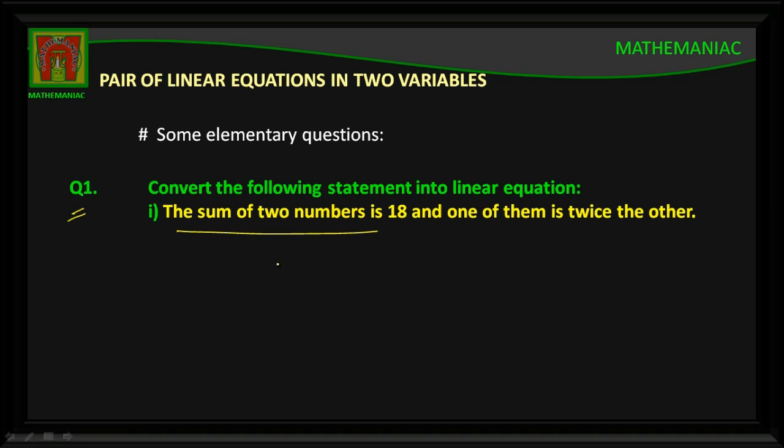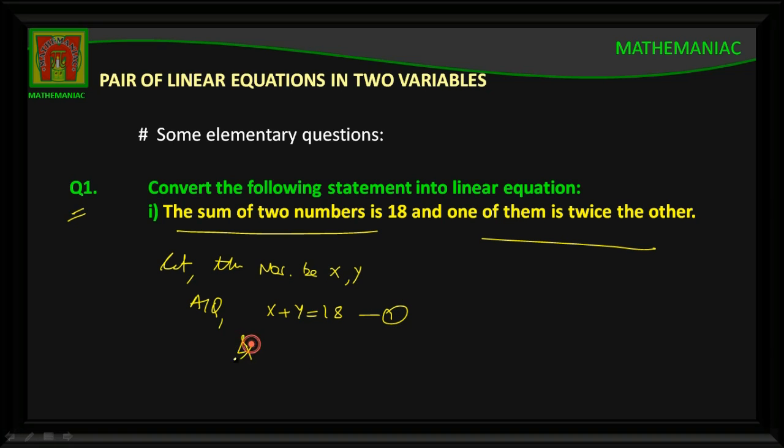The sum of two numbers is 18 and one of them is twice the other. You can construct a single equation for this, as you did in lower classes. Now as you're doing linear equations in two variables, you will construct two equations. So if I start formally, I should write: let the numbers be x and y. According to the question, the sum of the numbers is x plus y equal to 18.